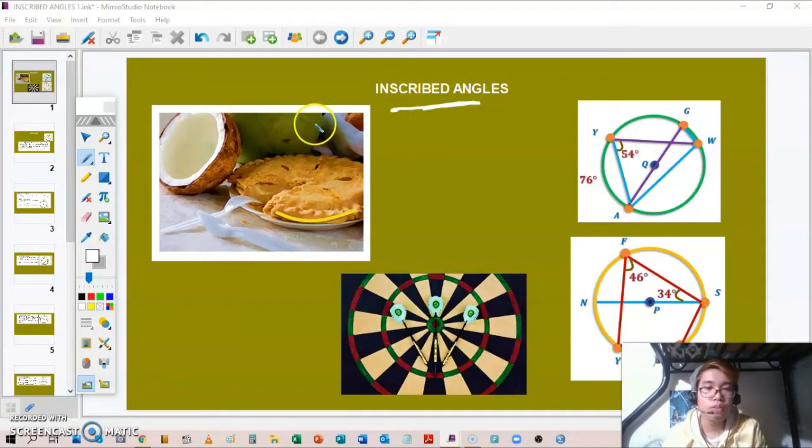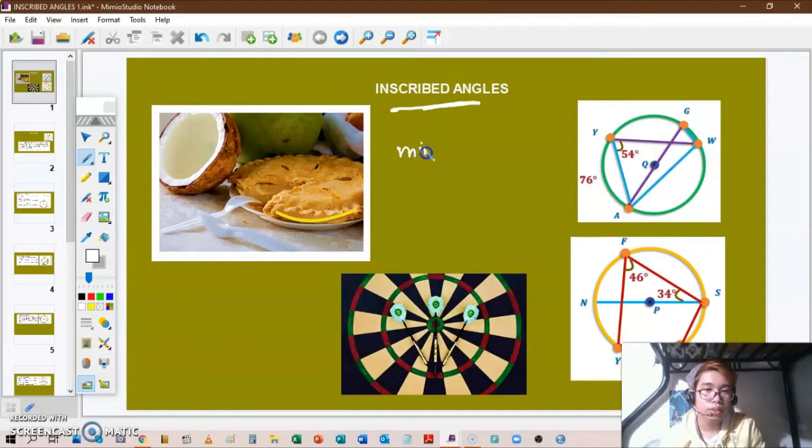For inscribed angles, the concept of arcs is very important. We have discussed the two different types of arcs: the minor arc and the major arc. Again, the minor arc measures less than 180 degrees, and the major arc measures greater than 180 degrees.